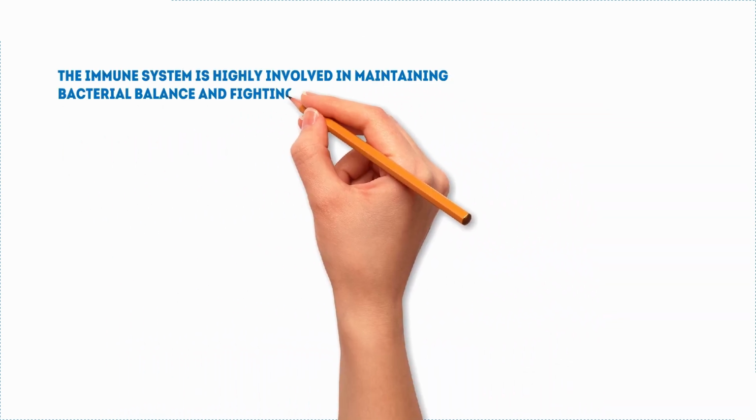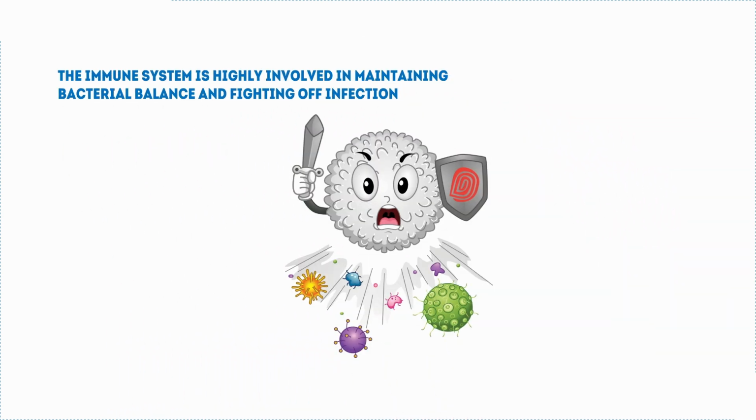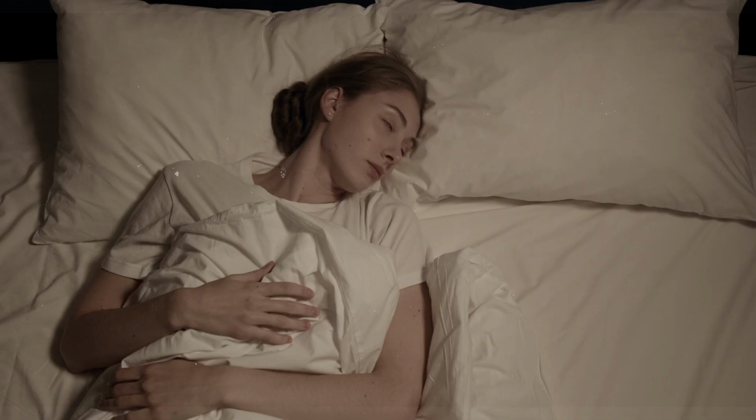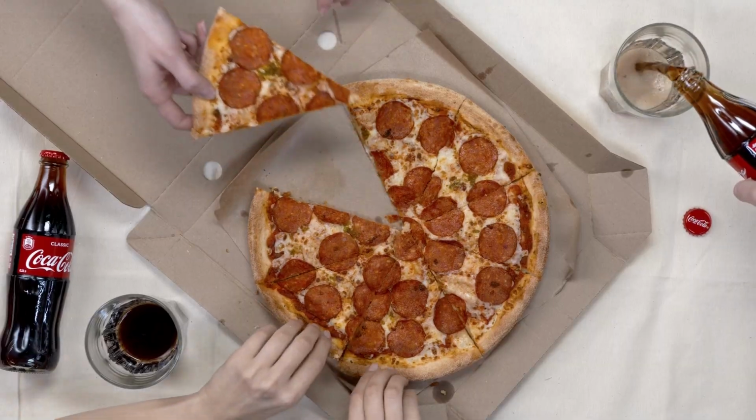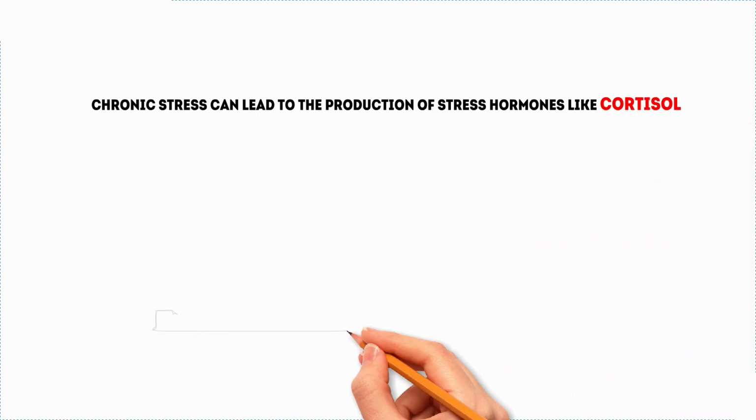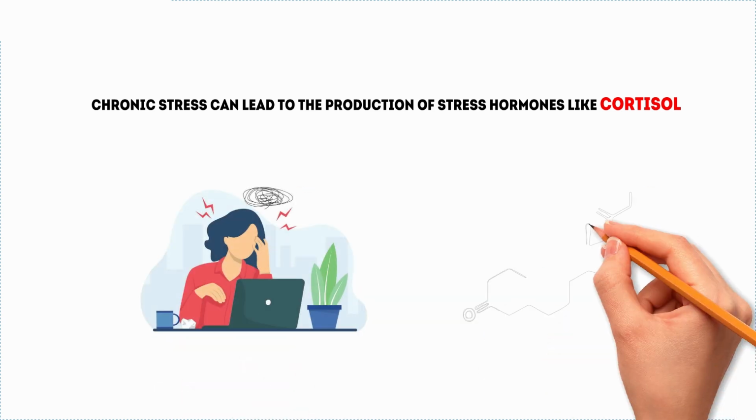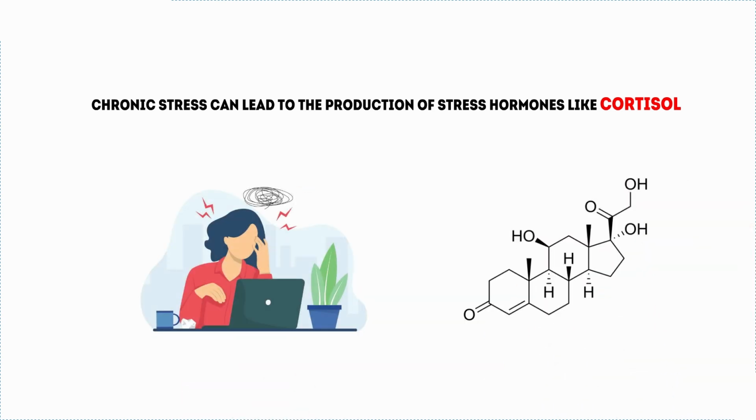Number 5, poor immune system health. The immune system is highly involved in maintaining bacterial balance and fighting off infection. And so a poor immune system can lead to intestinal dysbiosis, which we just covered. This weakening can occur due to a variety of factors, including chronic stress, inadequate sleep, poor nutrition, or other underlying health conditions. For instance, chronic stress can lead to the production of stress hormones like cortisol, which, when persistently elevated over time, can suppress the immune system.